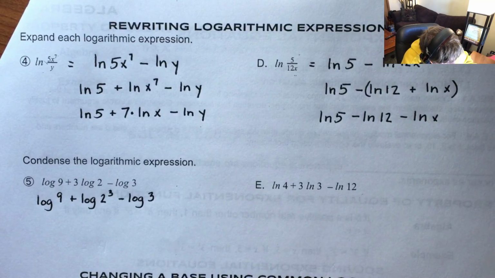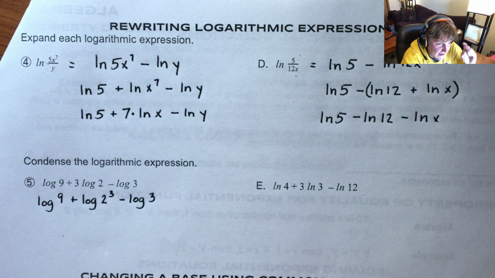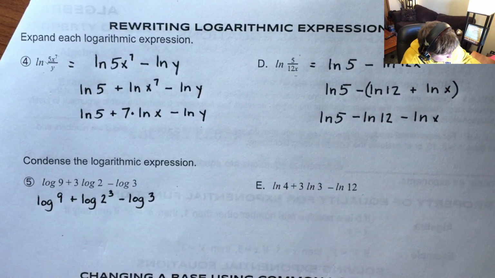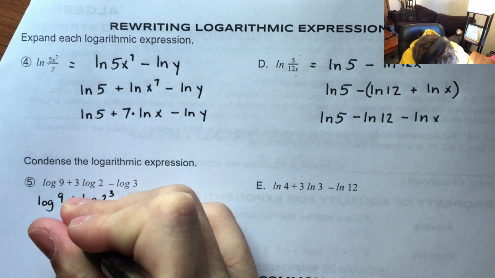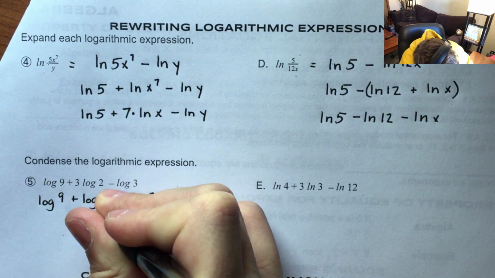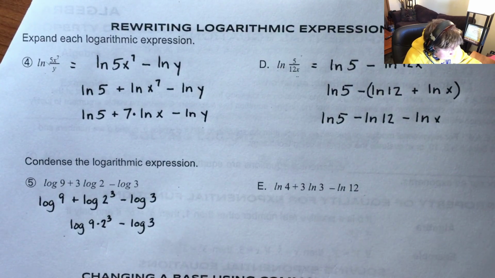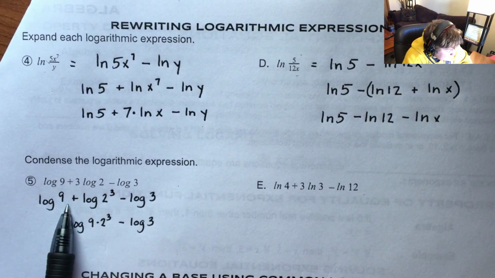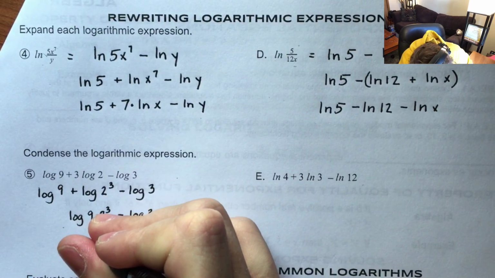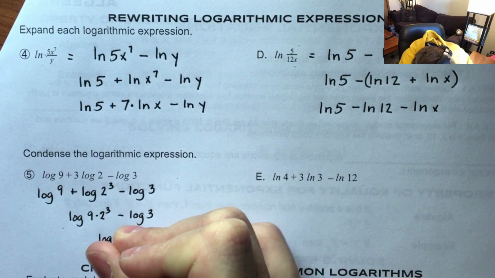When I look at this here, I'm adding, right? I'm adding these two parts together. So when I added, that means at some point those have been multiplied together. Okay, so we can condense this down into log base 10 of 9 times 2 to the third, minus log base 10 of 3. Adding tells me I had multiplied. And the subtraction tells me that we have divided. So here I have now log base 10 of 9 times 2 to the third power over 3.